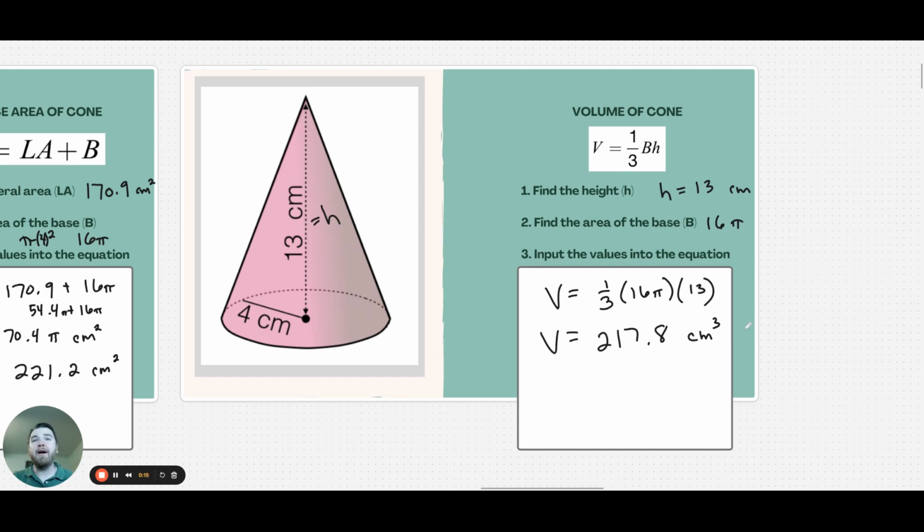You could leave that in pi if you really wanted to, but typically we're going to have volume as a decimal. And so that's what you need to know about surface area, lateral area, and volume of a cone.